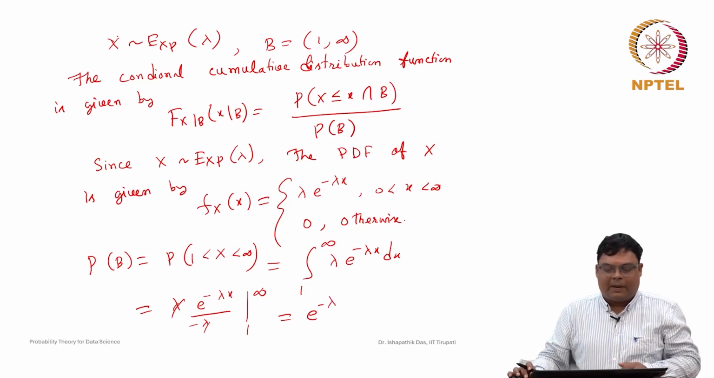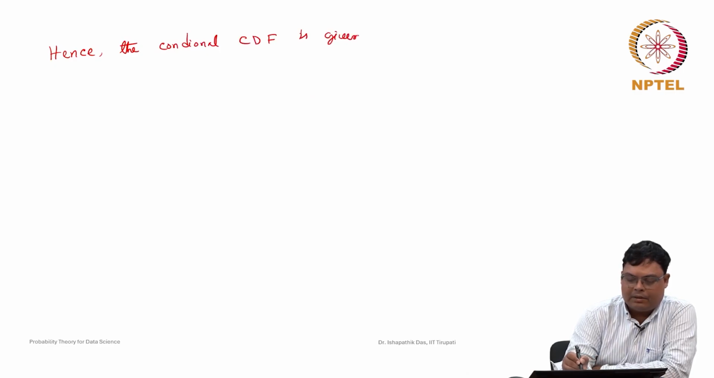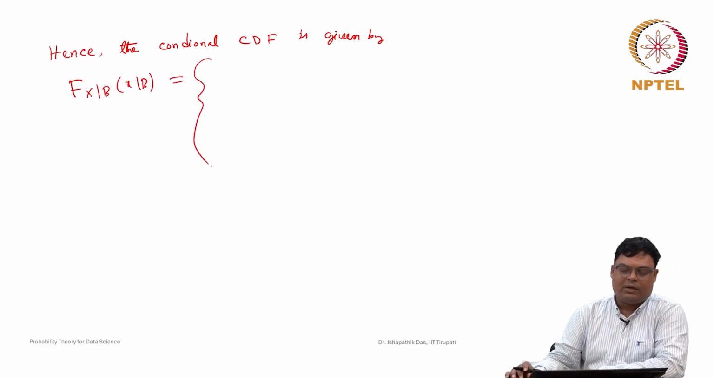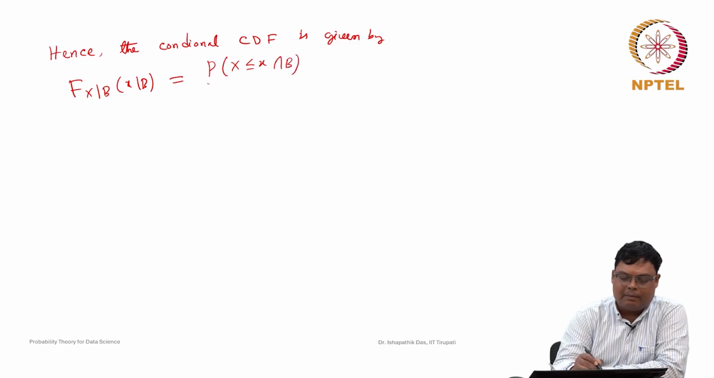So, finally, we will find the conditional cumulative distribution function. Hence, the conditional CDF is given by F of x given B. What we found, so let us write it down so it will be clear: the probability that X is less than or equal to x intersection B, divided by the probability of B. Probability of B we have found.